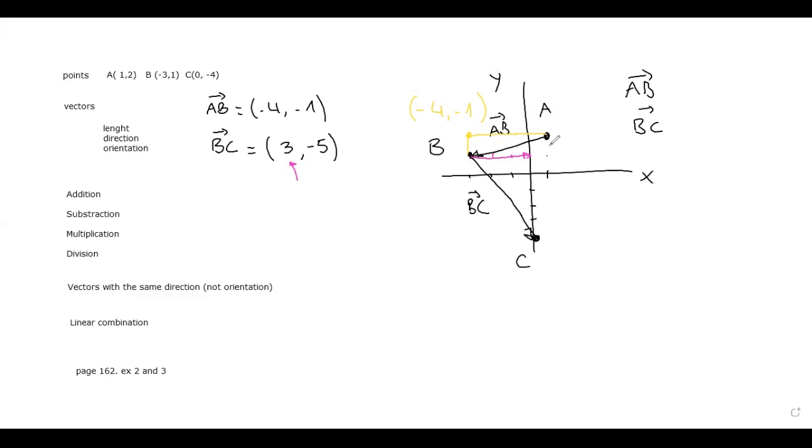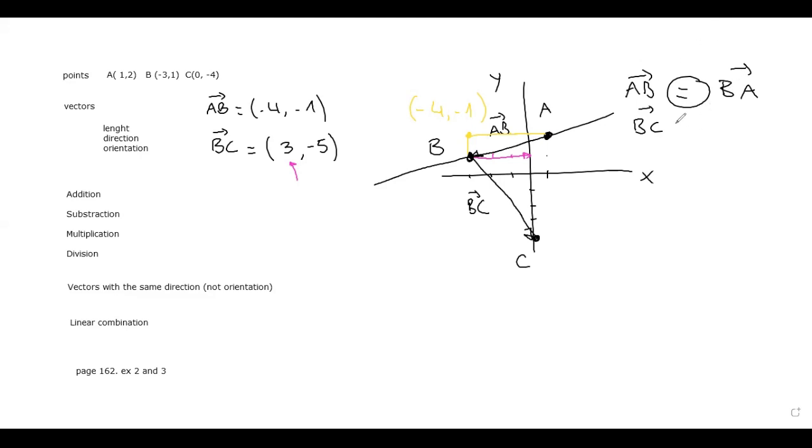Okay, for example, AB and BA have the same direction, but they don't have the same orientation, okay? So these two vectors, well, they're not equal, they're different, but they have exactly the same direction because they are on the same line. So it doesn't matter if I go from A to B or if I go from B to A, that has the same length on the same line.